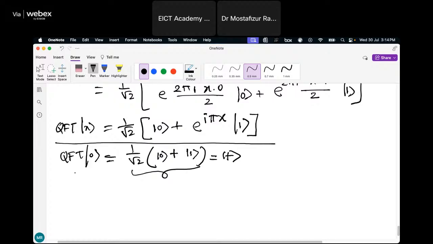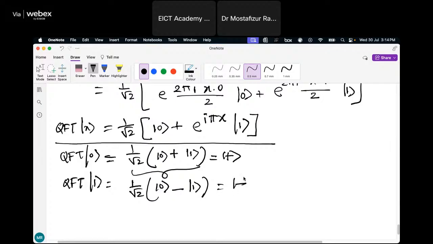Similarly, QFT of ket 1 is 1 upon square root 2. The first term is ket 0, and the second is e to the power i pi, where x is now 1. So it is e to the power i pi, which is minus 1. So this plus will actually become minus.